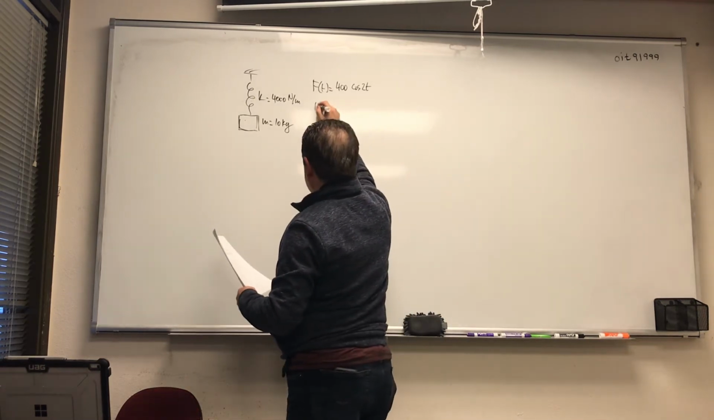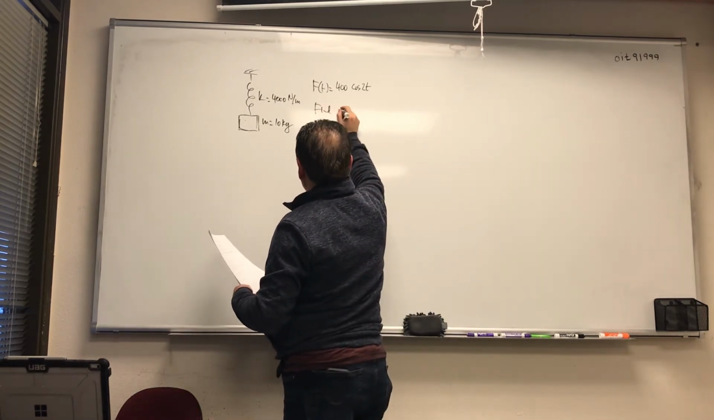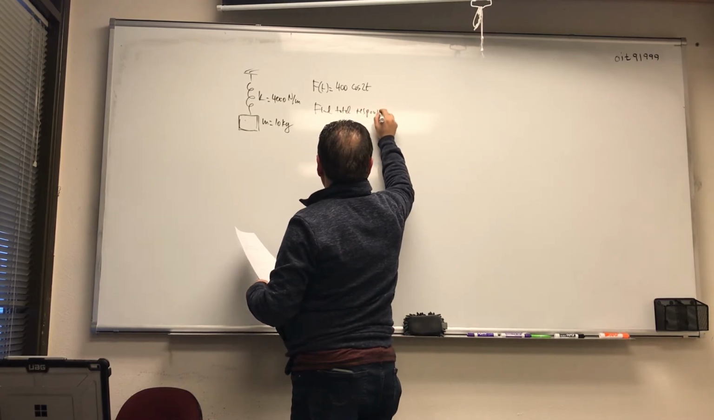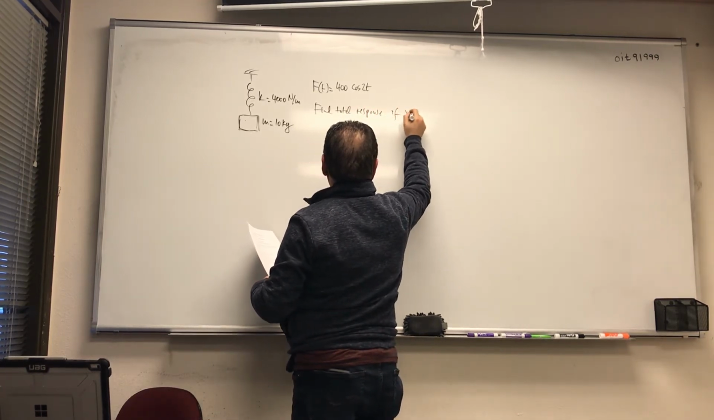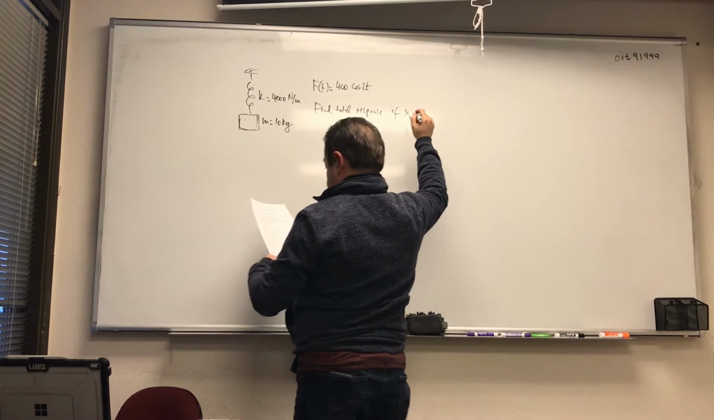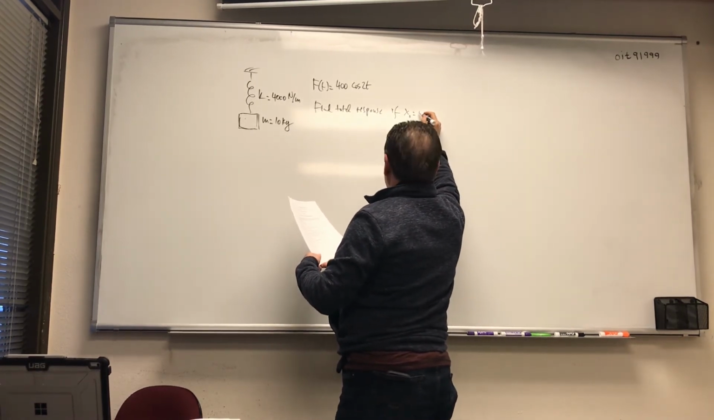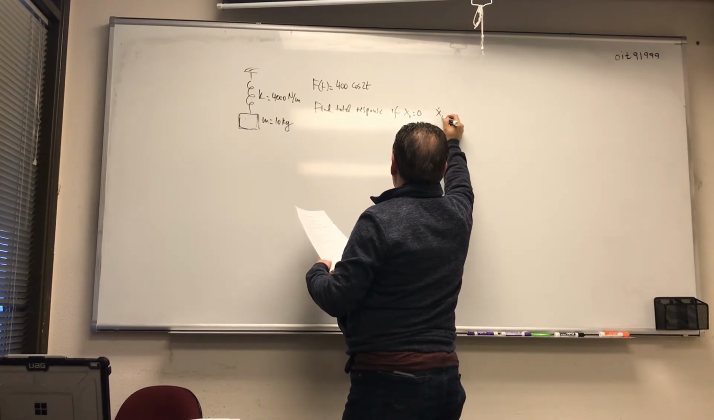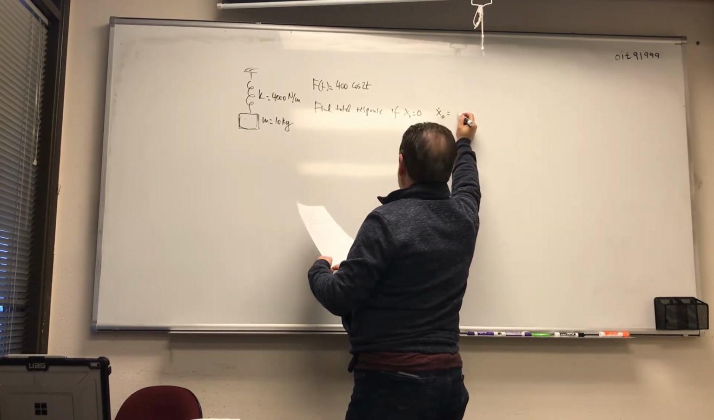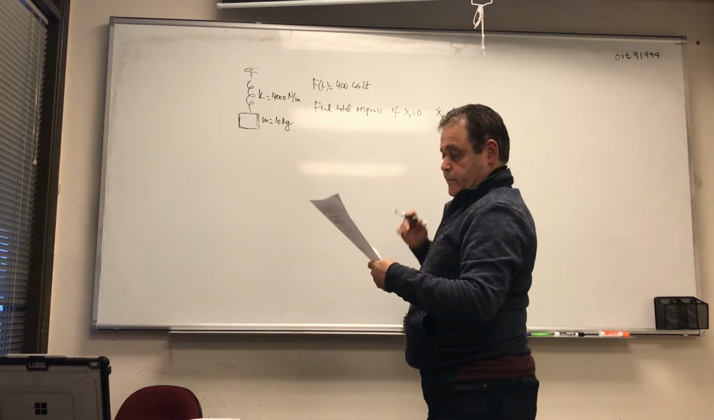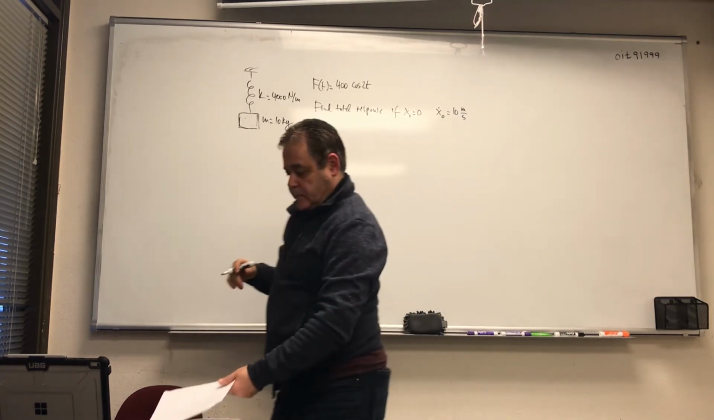We're just going to do one of them, right? Find the total response if x naught equals 0 and x dot 0 equals 10. That's what part b was.